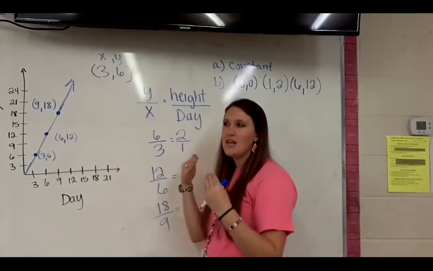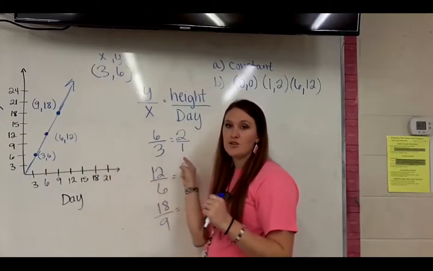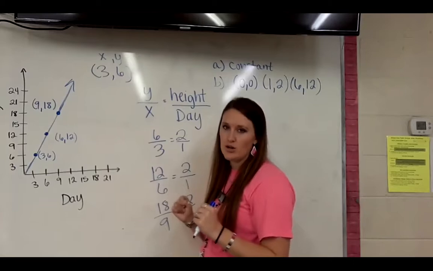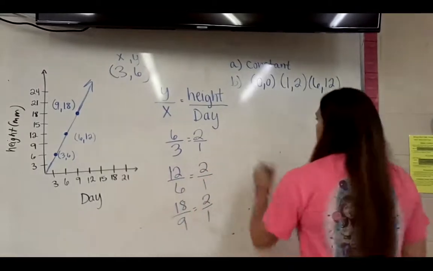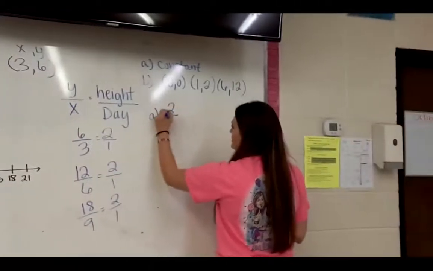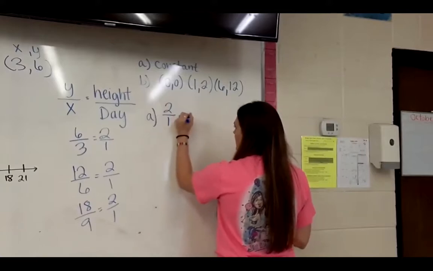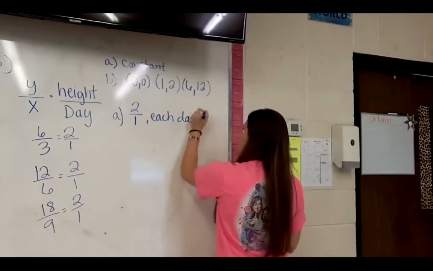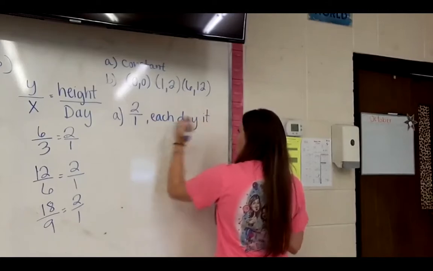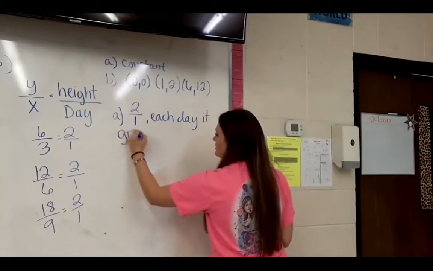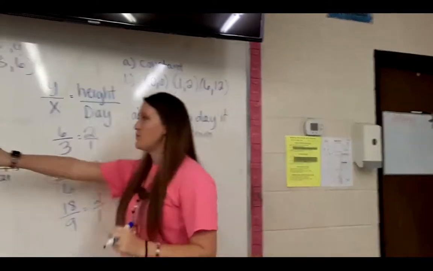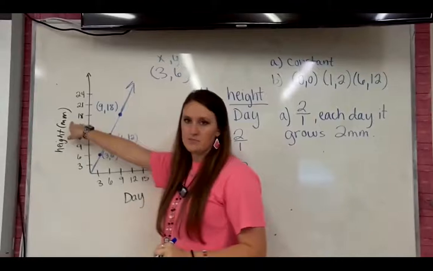Can you understand in relation to the problem? So after each day, it grows 2 millimeters. That's what it means by interpret your constant. So A, our constant was 2 over 1. Each day, you literally would write that. Each day, it grows, or the seeds grow, 2 millimeters, because the height was measured in millimeters.